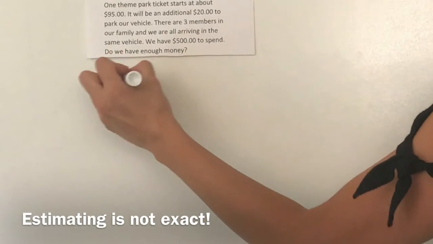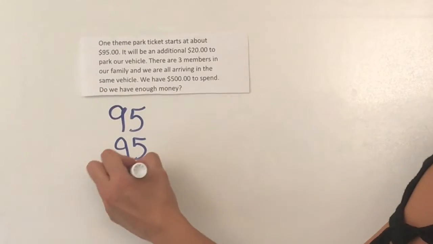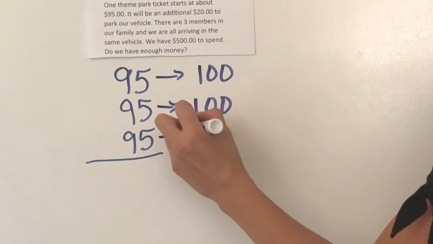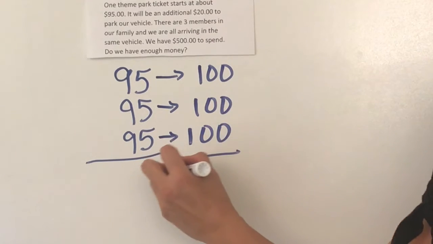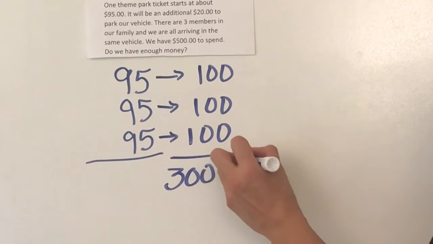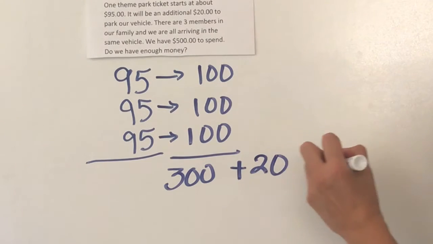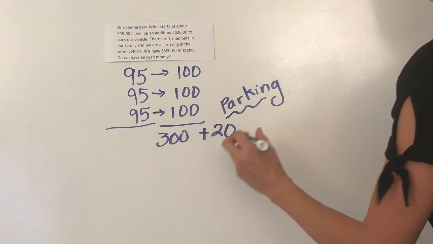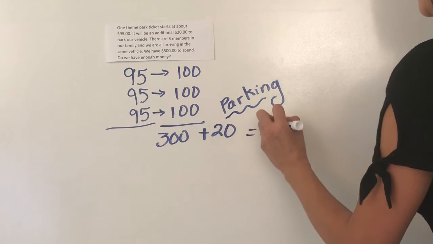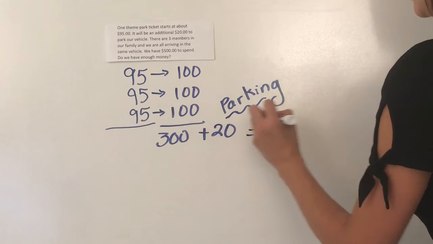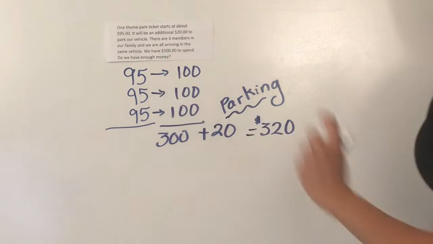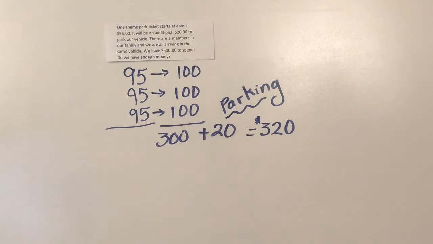Well, in this problem, we are going to estimate. So I know that there are 3 family members. Everyone is about $100 a piece. That's $300 plus $20 for parking. You are at about $320. And you have a budget of $500. So yes, you can afford to go to the theme park.